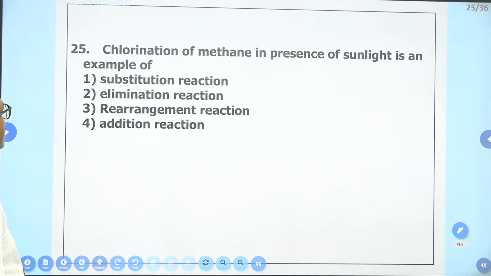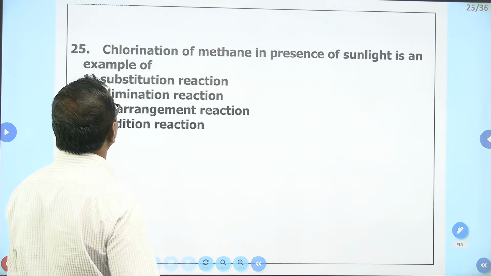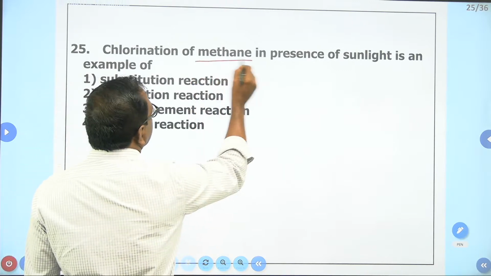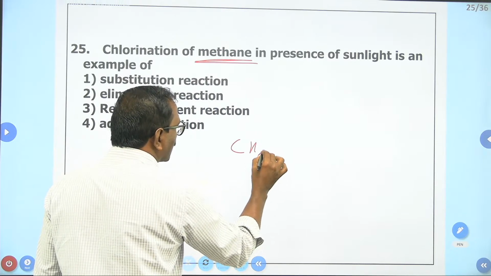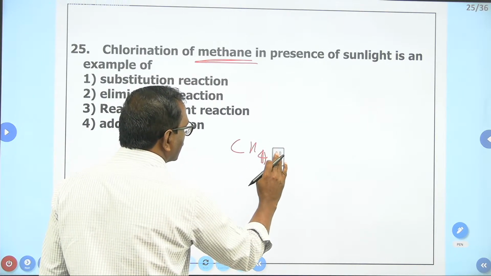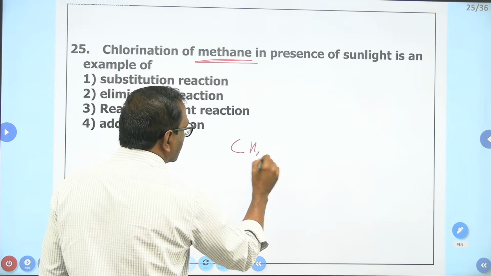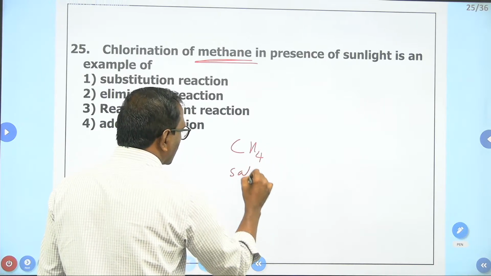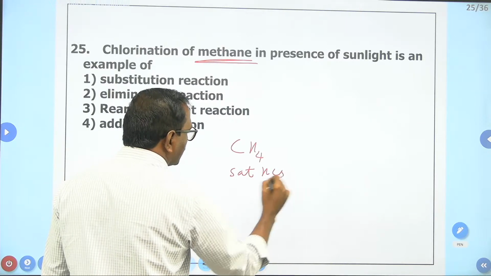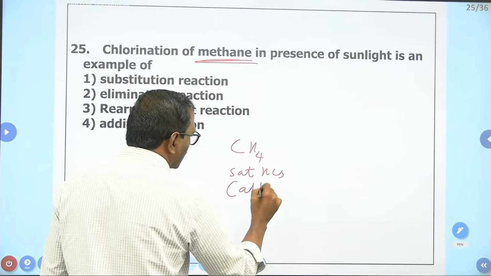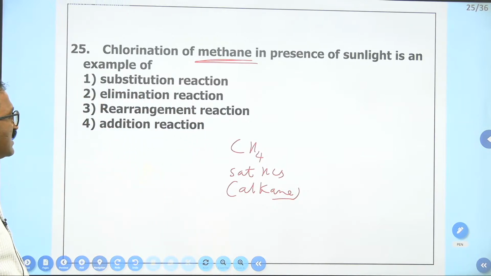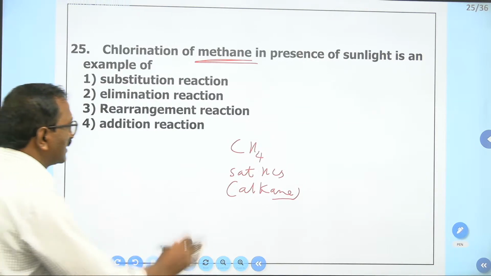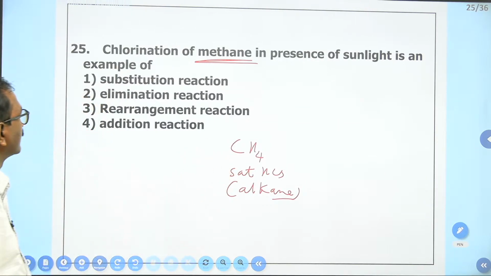Question number 25. Chlorination of methane in the presence of sunlight is an example of what? Chlorination of methane. Methane is a saturated hydrocarbon, otherwise known as an alkane compound. Alkane means a saturated compound here. So methane cannot undergo addition reaction because around the carbon there are only single covalent bonds.